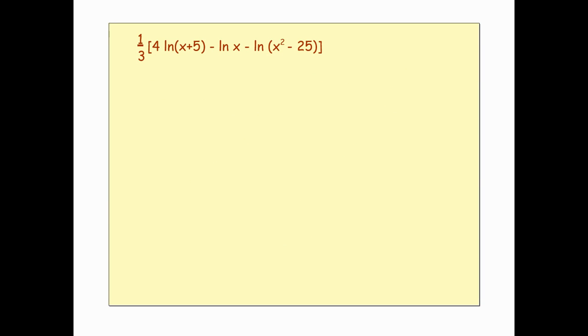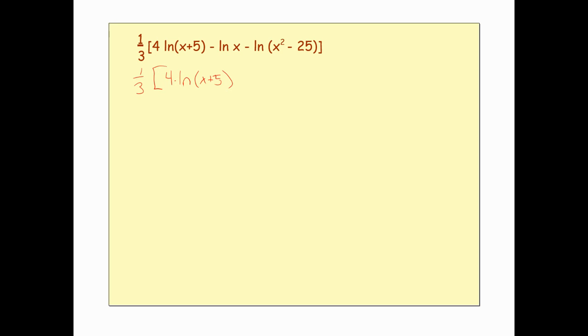All right, let's pay close attention here. What's really important to look at is these square brackets. These square brackets tell me that I'm going to do this first before raising anything to the 1/3 power or distributing. Now you could distribute 1/3 to all three logarithms, but that's not necessary. What I will do again is factor out that negative. So I have 1/3. This is a challenging problem. 4 times the natural log of x plus 5.